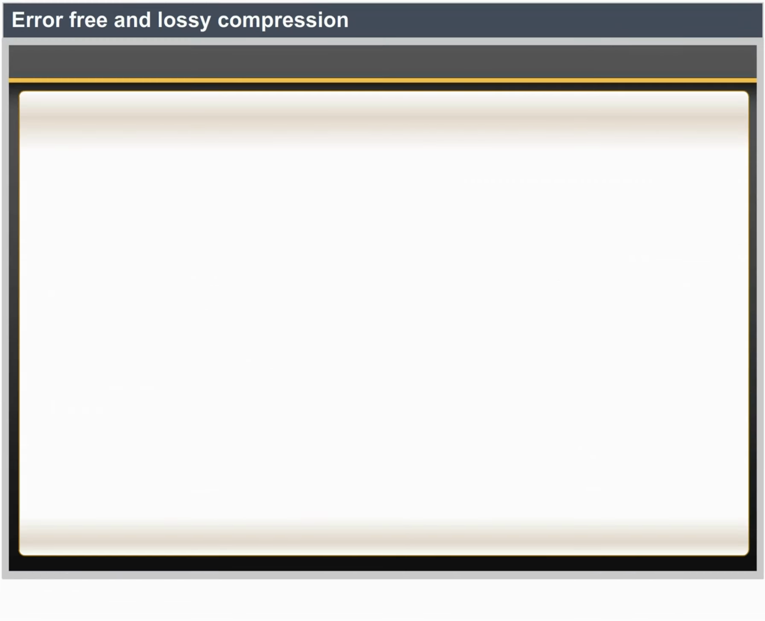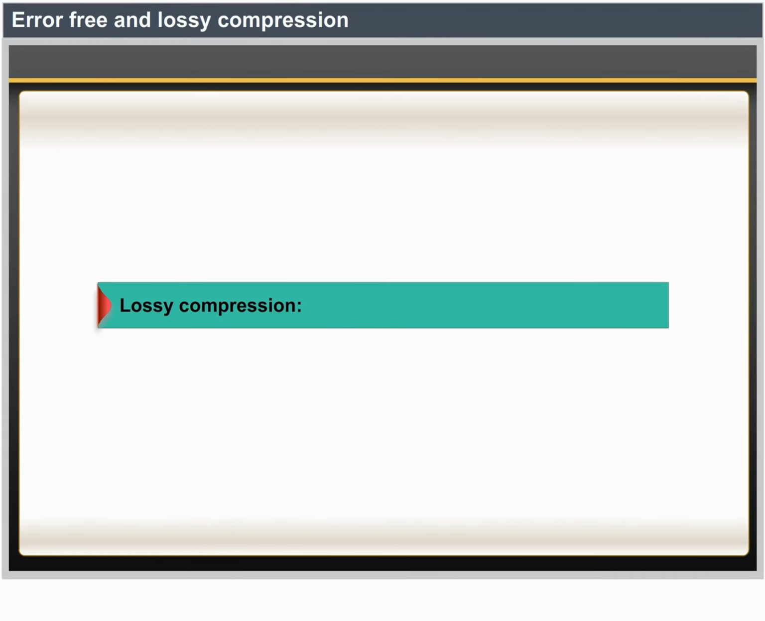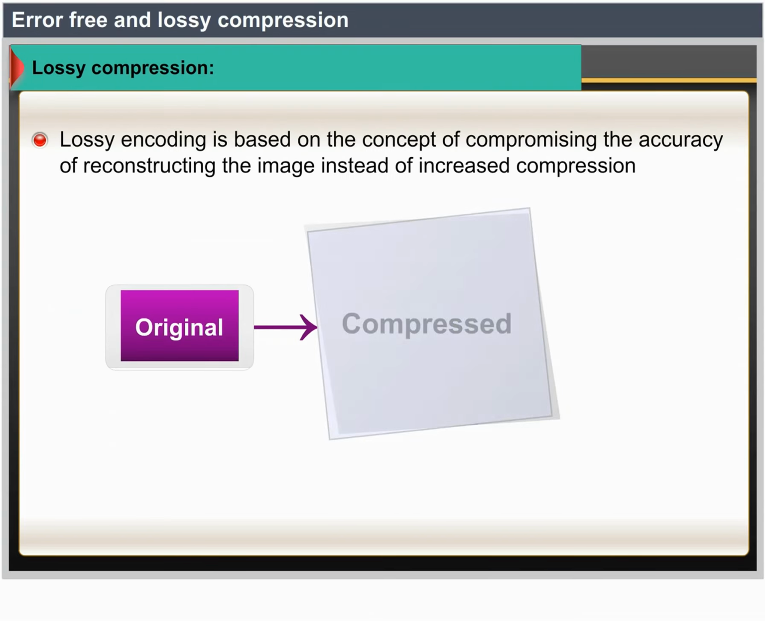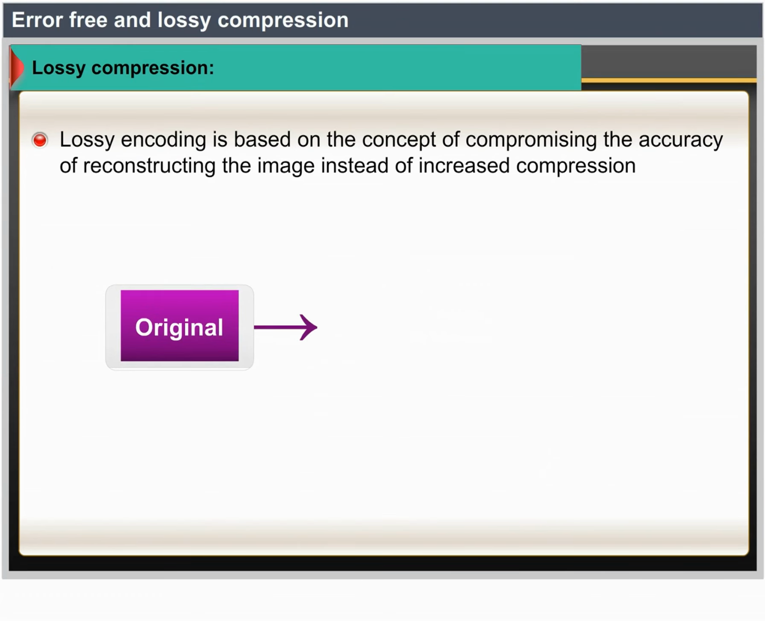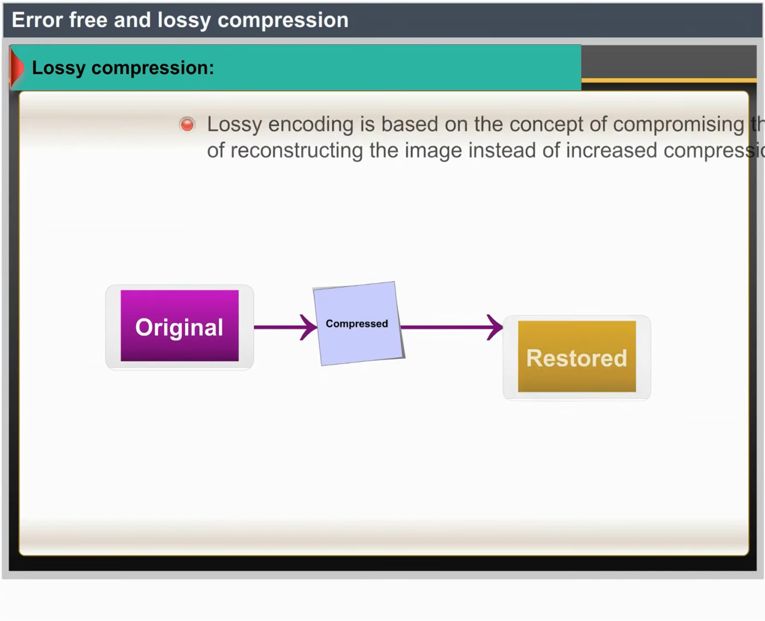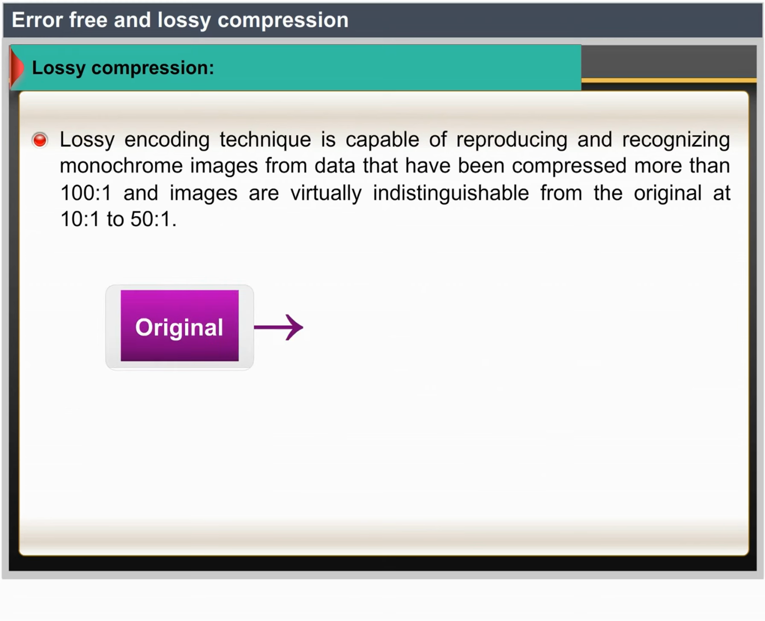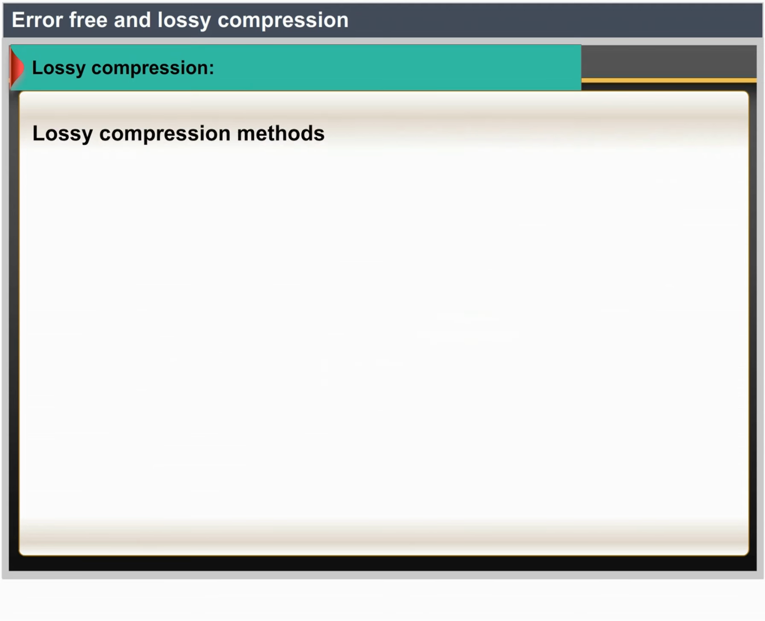Lossy compression. Lossy encoding is based on the concept of compromising the accuracy of the reconstructed image in exchange for increased compression. Lossy encoding techniques are capable of reproducible and recognizable monochrome images from data that have been compressed more than 100:1, and images that are virtually indistinguishable from the original at 10:1 to 50:1. The block diagram for a lossy compression is now seen. Lossy compression methods: spatial domain method, transform coding.